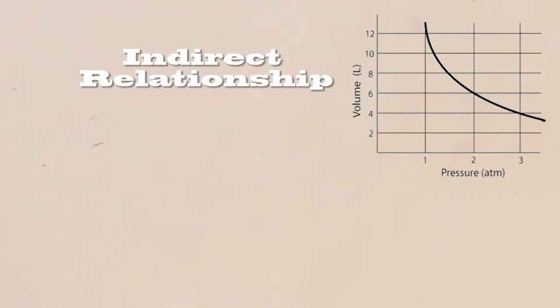This means that if the pressure goes up, the volume will go down, and if the volume goes up, then the pressure will go down. They are indirectly related because if one goes up, the other one goes down, and vice versa.